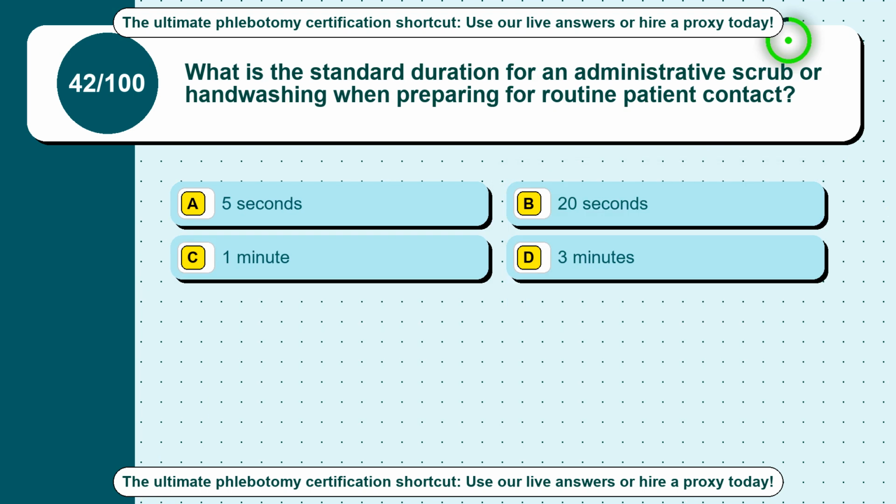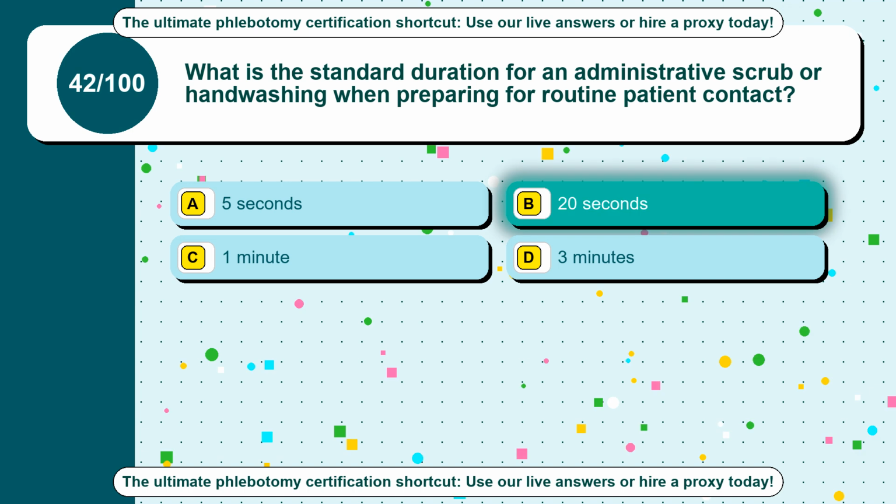Question 42. What is the standard duration for an administrative scrub or hand washing when preparing for routine patient contact? Option A, 5 seconds. Option B, 20 seconds. Option C, 1 minute. Option D, 3 minutes. The correct answer is option B, 20 seconds.